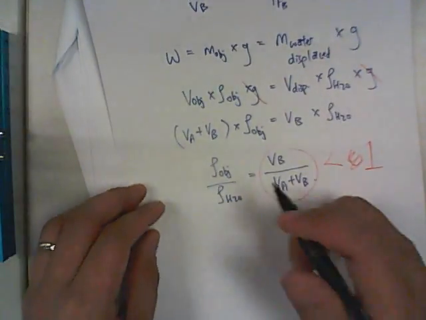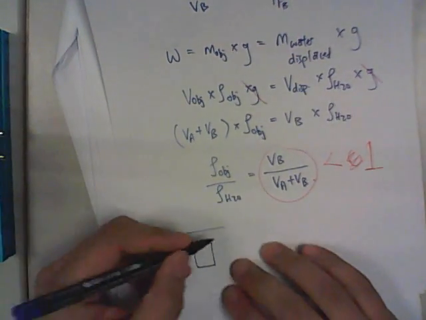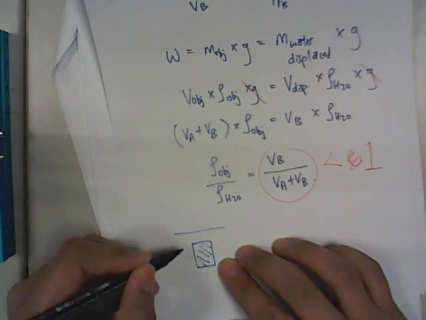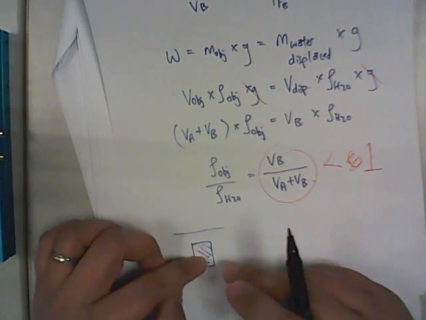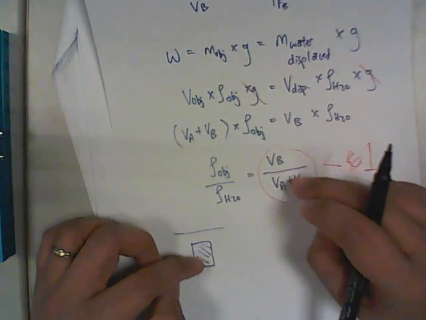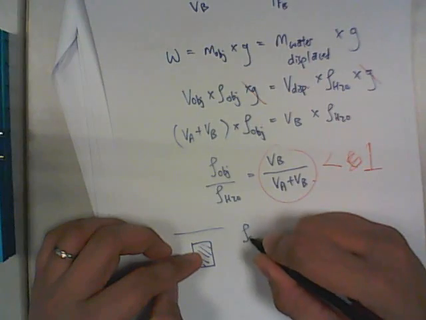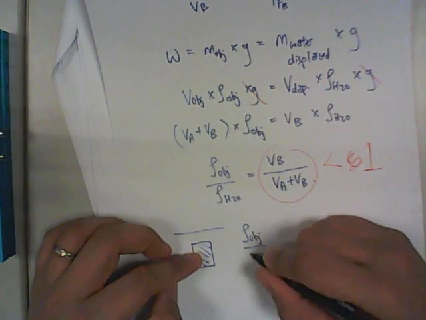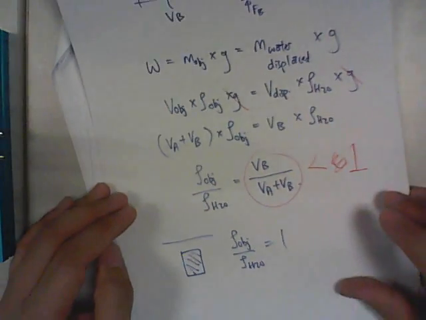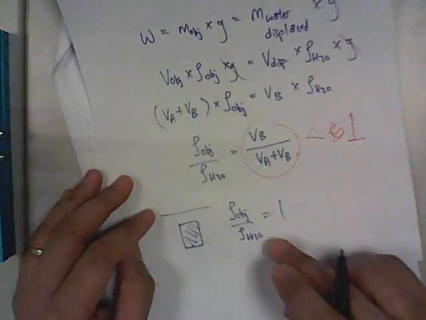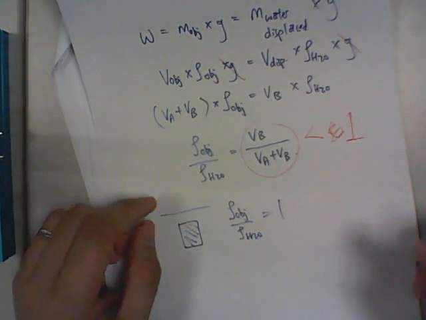Now if the whole object is submerged, it's still floating but it's submerged. What does that mean? It actually means that the submerged volume is equal to the object volume. So your density of object over density of water is actually 1, right? So it means that the density of the object is the same as the density of water.